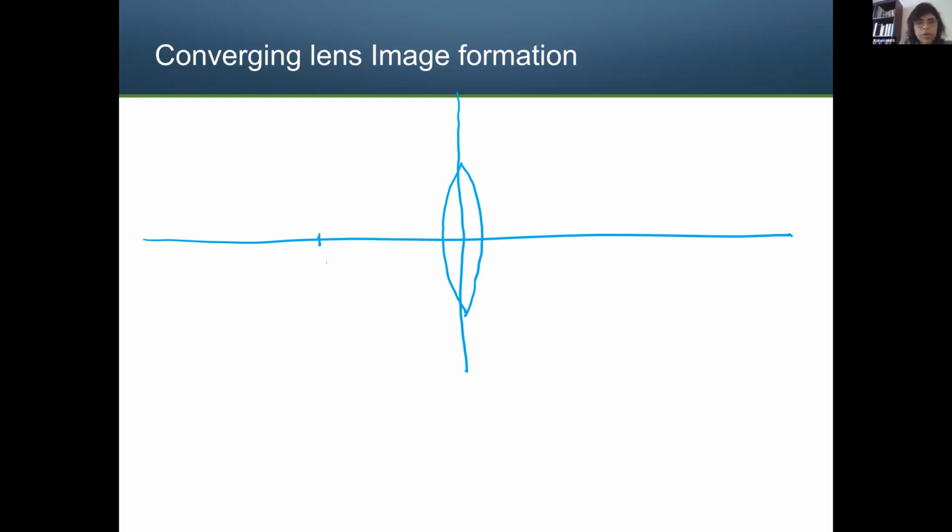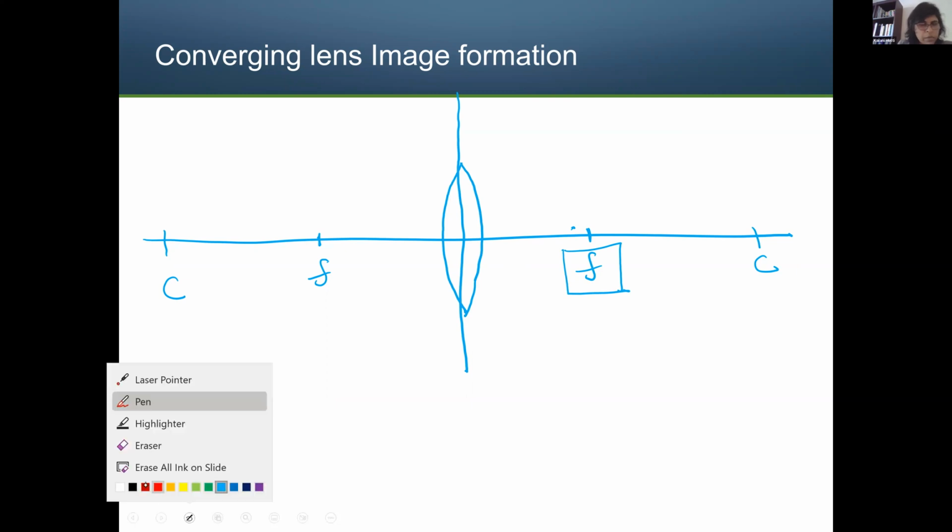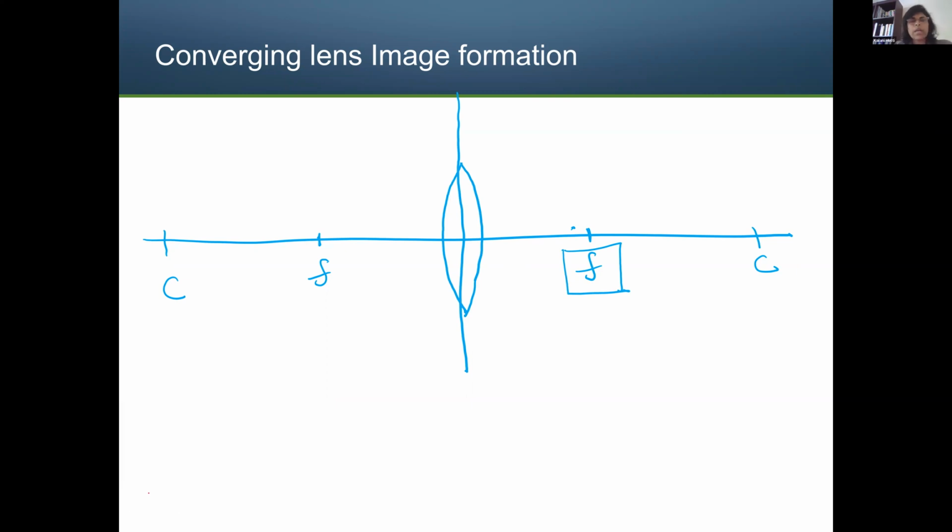So now I have a focal point here, at the same distance, and I have 2 centers, center here and center here. It is very important that if you put the object on the left side, you make a box marking where your important focal point is, then you will not mess up your drawing. Okay, so now let's say I have an object somewhere here.